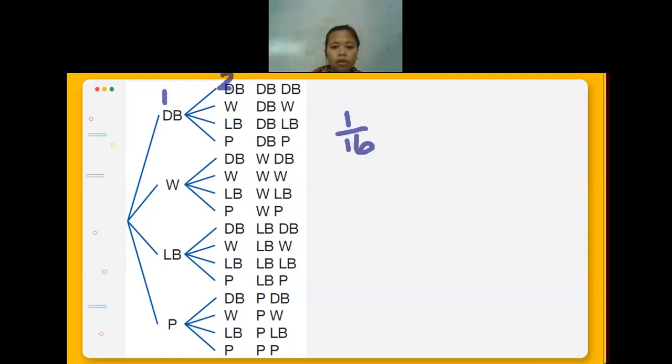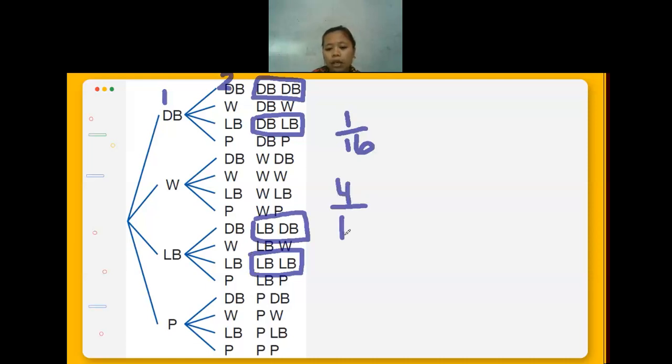Two. Is it only 2? Dark blue and light blue, we count it as blue, 2 blues. Light blue and dark blue. And then, yeah, this is dark blue and also the light blue. Light blue and also the light blue. So in total, there are 4. So 4 out of in total 16. We can simplify it, make it 1 out of 4.